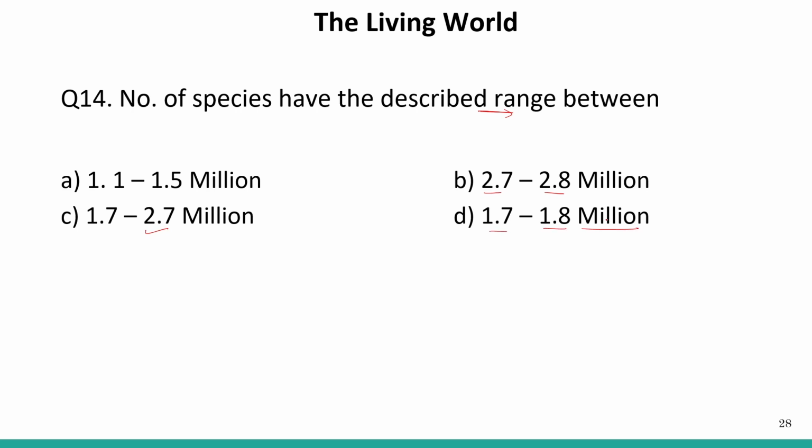Okay, so according to the NCERT book, this is the fact. They are talking about the biodiversity here. How much biodiversity is present, or what is the number of species present on this earth? The correct answer is option D. 1.72 to 1.8 million species are present on the earth.